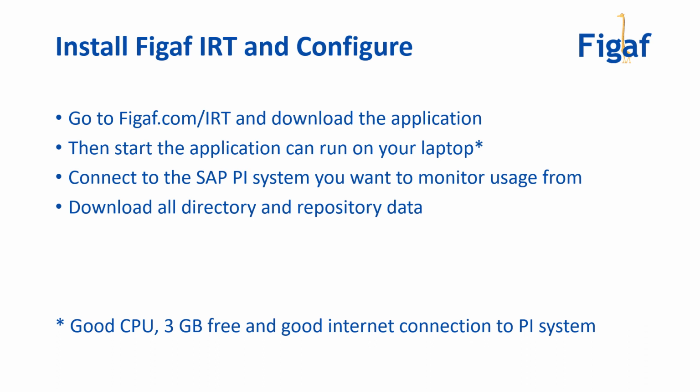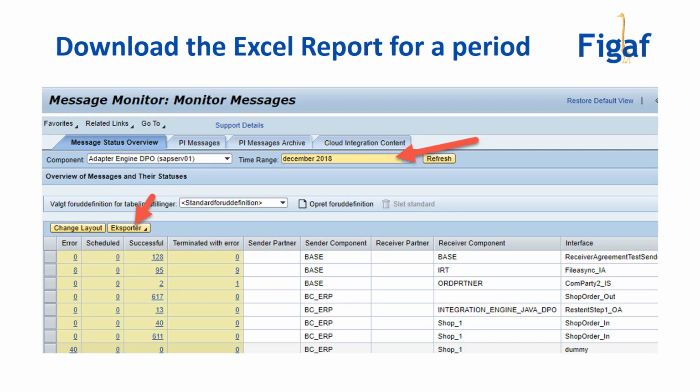And then you simply log in and connect to the PI system in this application. It will then download all directory and repository configuration, and it will then understand what the links are from message mapping all the way to the different IQs where this message mapping is used. Then we want to get the runtime data and show you what is actually being processed here.